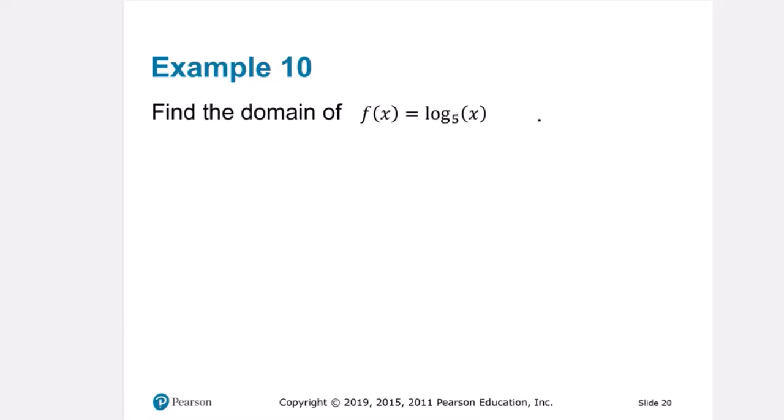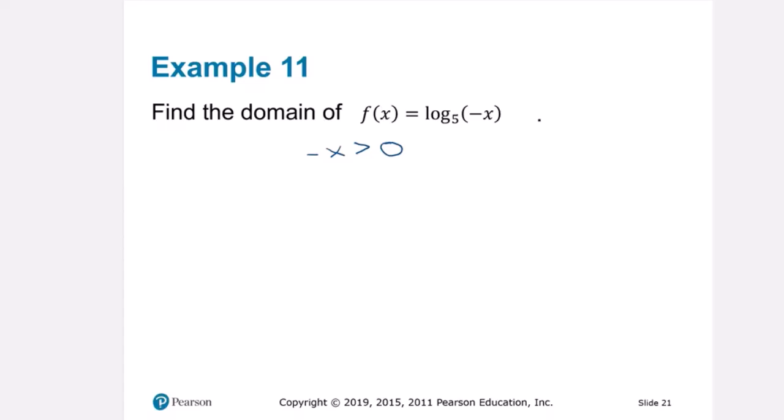Finding the domain of any log function, that argument has to be greater than 0. The domain of log base 5 of x is going to be 0 to infinity. That's always true. Now, what happens if we have the log base 5 of negative x? Well, we have to start with negative x has got to be greater than 0. How do we solve for x?